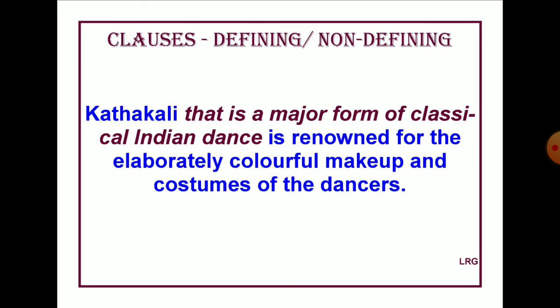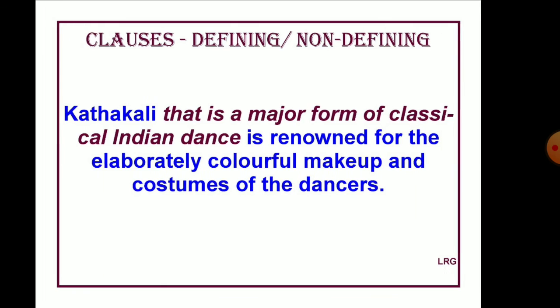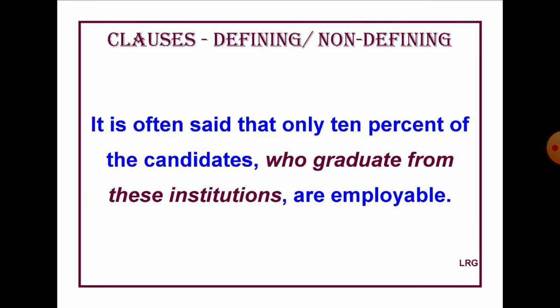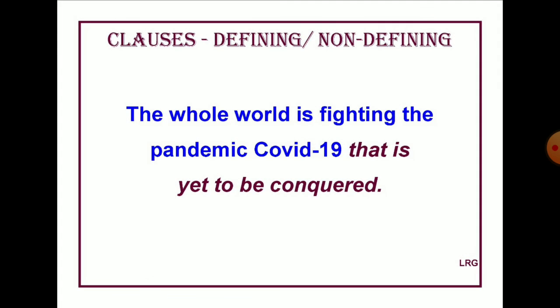Now, the following sentences are for your exercise. Let me read them quickly for you. Kathakali, that is a major form of classical Indian dance, is renowned for the elaborately colorful makeup and costumes of the dancers. Your mother has given you everything which you wanted as a child. It is often said that only 10% of the candidates who graduate from these institutions are employable. The whole world is fighting the pandemic COVID-19 that is yet to be conquered.